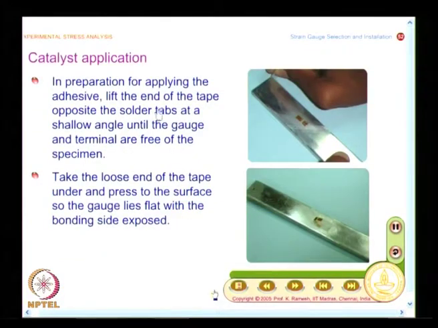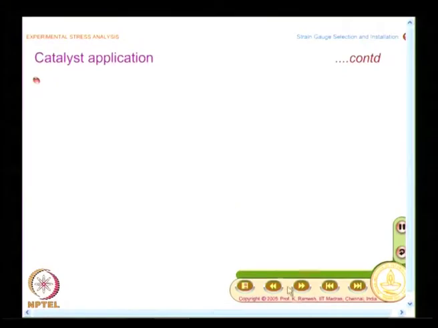And this is what is listed here. So, you need to take the loose end of the tape and press it to the surface, to the gauge, lie flat with the bonding side exposed. If you want to take out the tape, fold it like this and then you will have the surface exposed. So, that is good for applying the catalyst as well as the bonding.